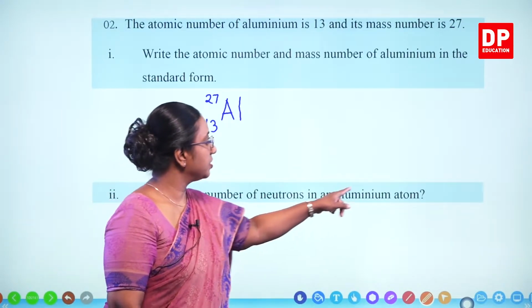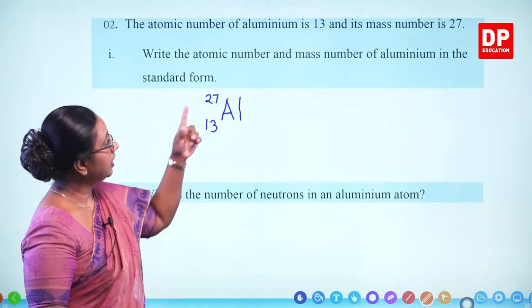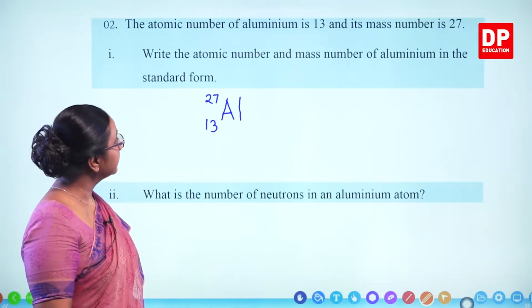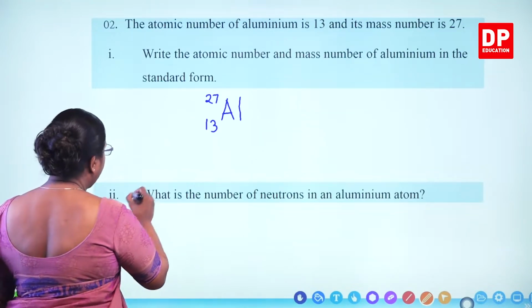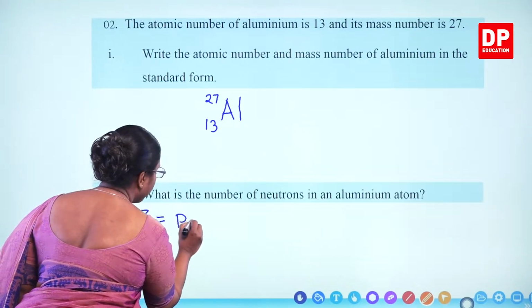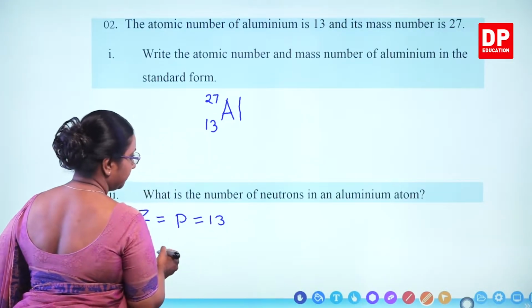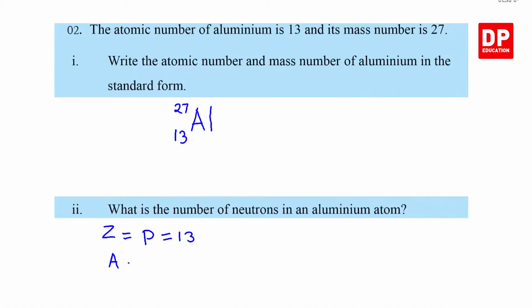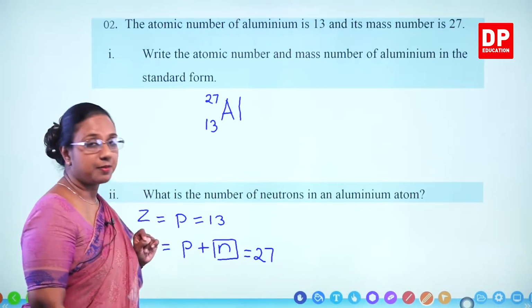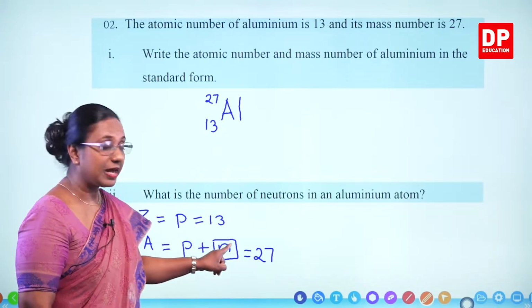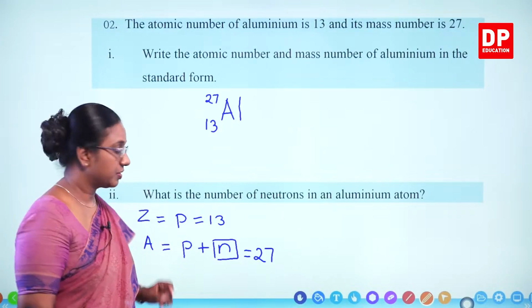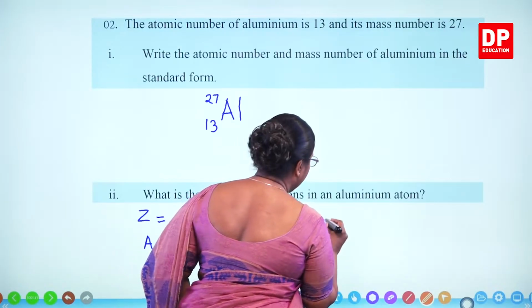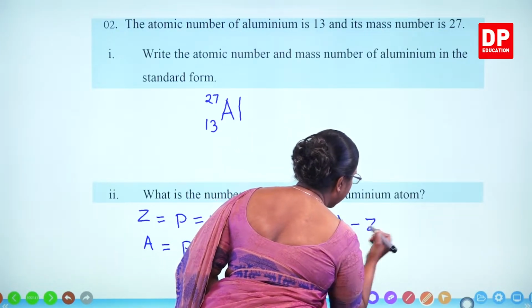What is the number of neutrons in aluminium? To do this, we need to consider both the mass number and the atomic number. As you know, atomic number is equal to number of protons, that is equal to 13. And the mass number A is equal to protons plus neutrons. So we need to find neutrons. This is equal to 27. If we subtract atomic number, that is number of protons, from mass number, proton plus neutron, we can find the value of neutrons.